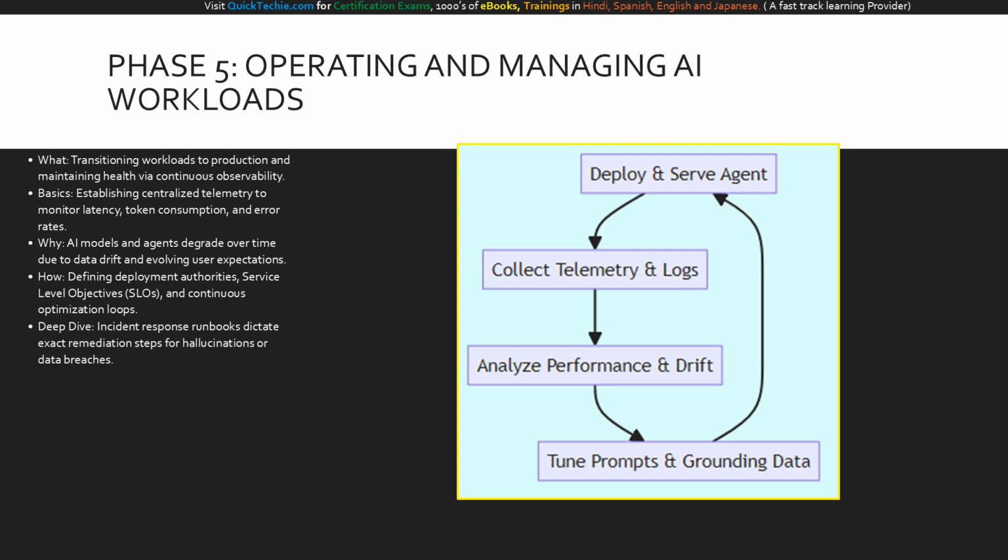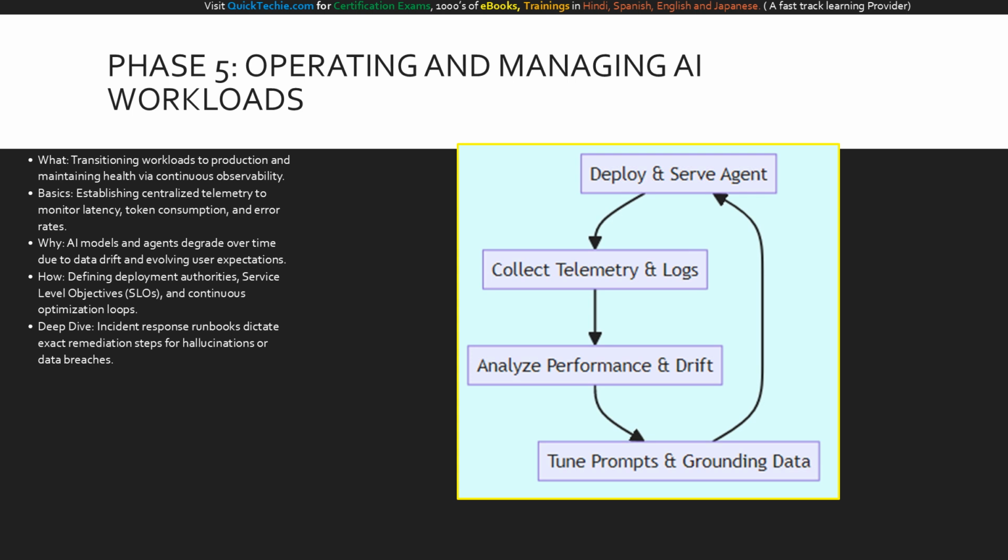This raw data flows into the analyze performance and drift stage, where operations teams look for degradation in model accuracy or shifts in user behavior. Based on these insights, the process moves to tune prompts and grounding data. This is where architects and developers refine instructions and update knowledge sources to improve agent quality. Finally, the tuned agent is pushed back to the deployment stage, closing the loop.